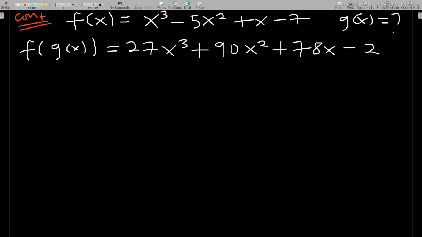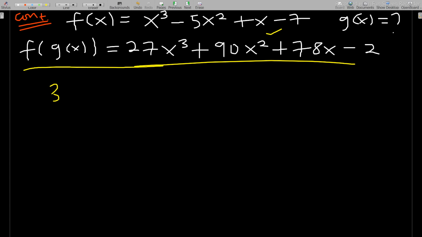Now you know that f of x is this, and you don't know g of x, but when we put g of x inside wherever you find x in f of x, this is what you will get. So how you solve this type of question is that you check what is the highest degree of x in the composition function, I mean the result, this function. What is the highest degree of x? It is 3, I mean it is x cubed.